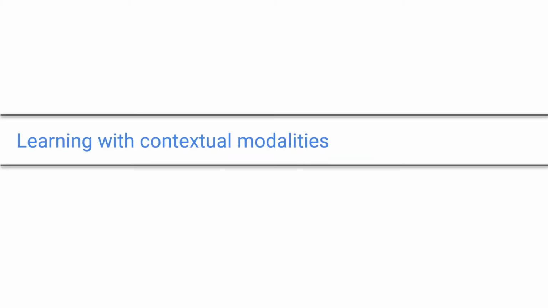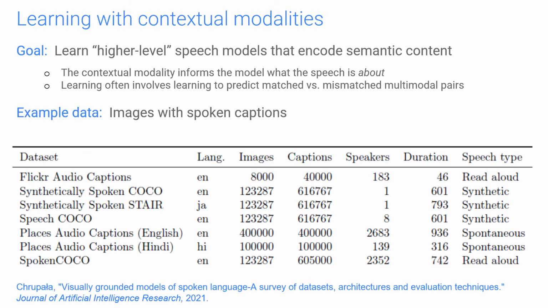Okay, so far we've looked at methods that learn from intrinsic modalities, and next we'll look at learning from contextual modalities. And this has actually been the more common type of self-supervised multimodal learning in the very recent literature of the last few years. So the goal in learning from speech audio paired with a contextual modality is that the contextual modality informs the model about what the speech is about. So the hope is that it allows the model to learn higher level semantic information.